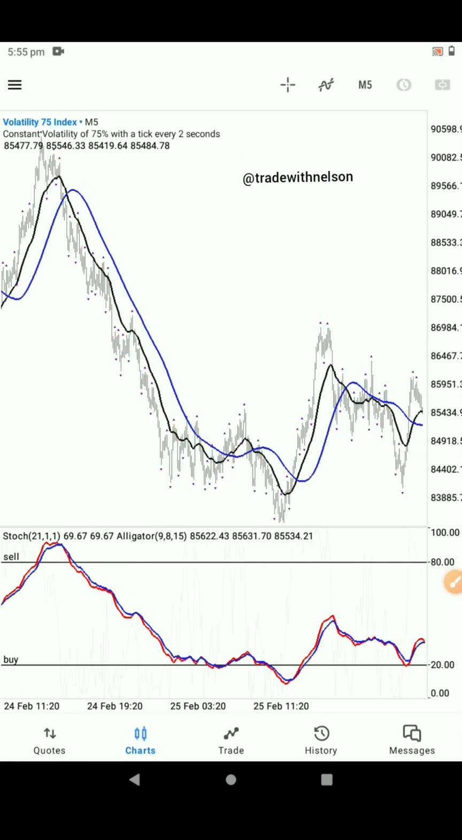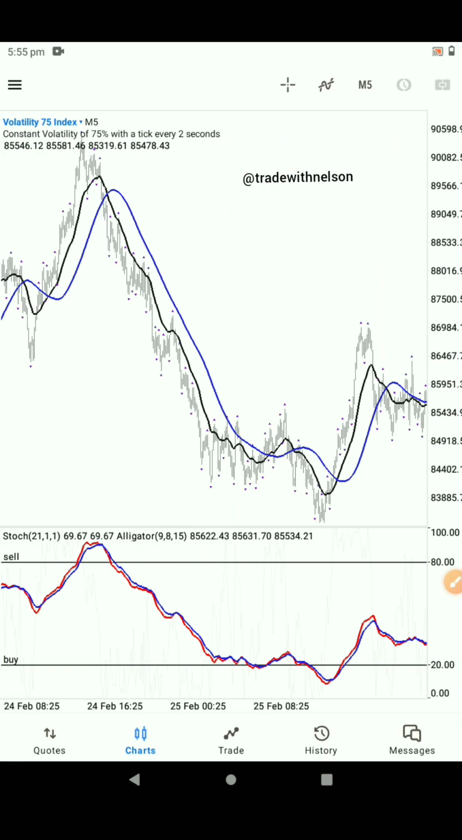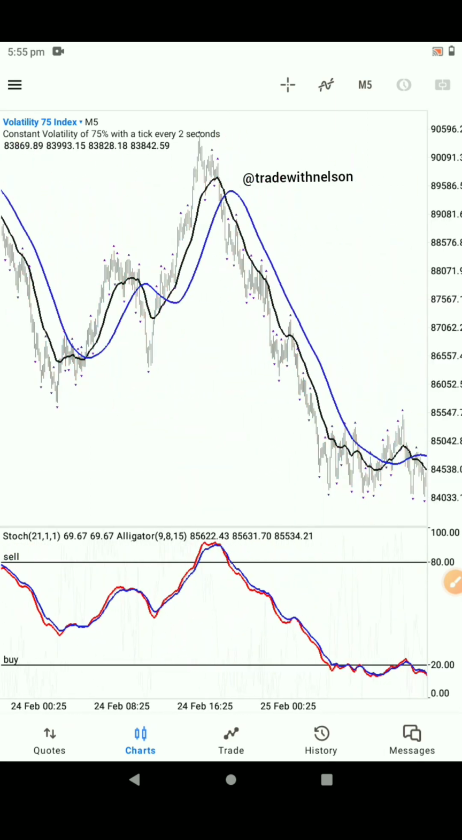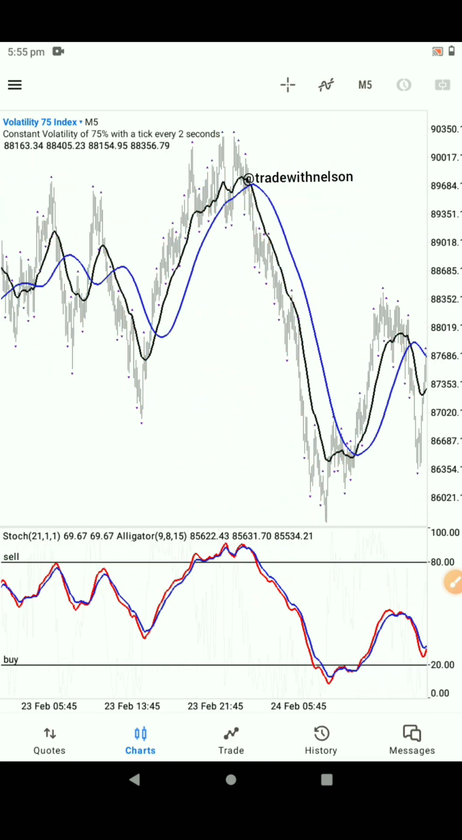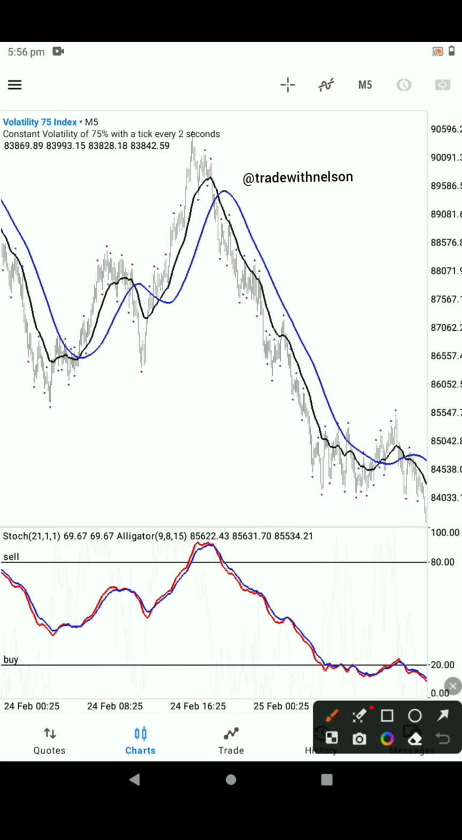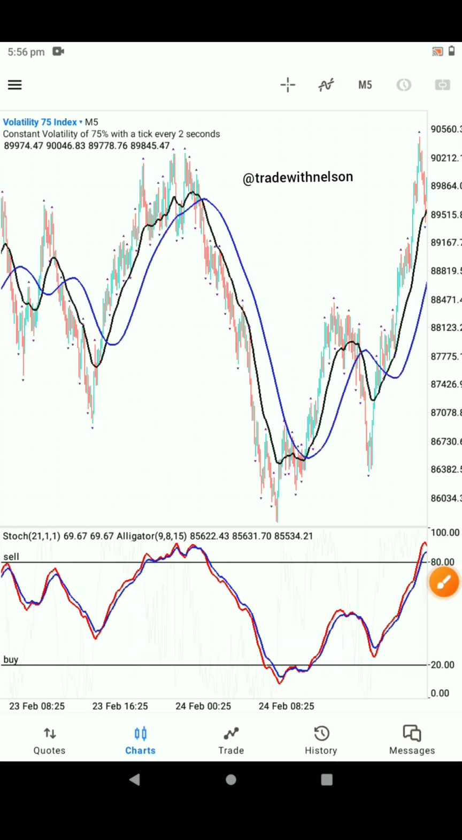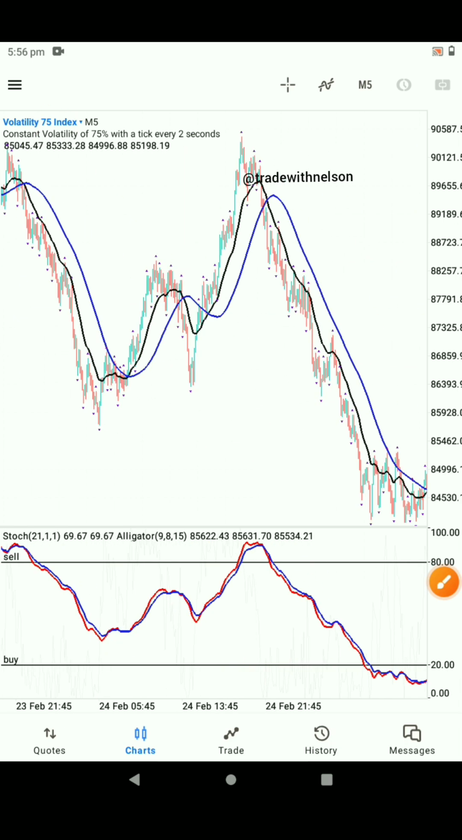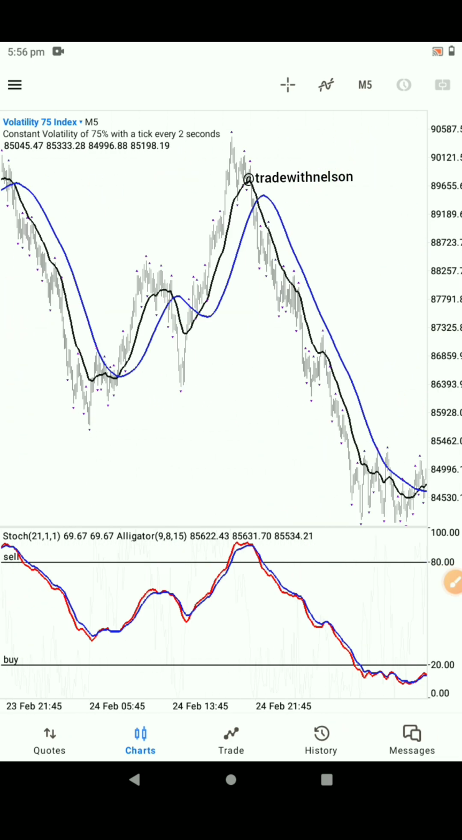Don't worry, I'll give you the settings to this indicator. So for the zoom level, let's say this is the normal zoom, you want to zoom in to the last zoom level. This is the zoom level where you get accurate results for this strategy. This strategy you can use to sell the market from the overbought region. You can also use it to buy from the oversold region. I will show you examples on Volatility 75 and also show you 1 or 2 examples on Volatility 50.